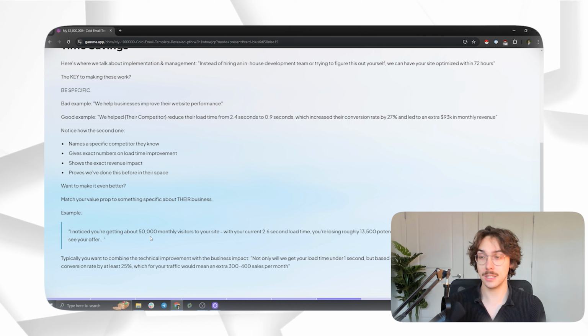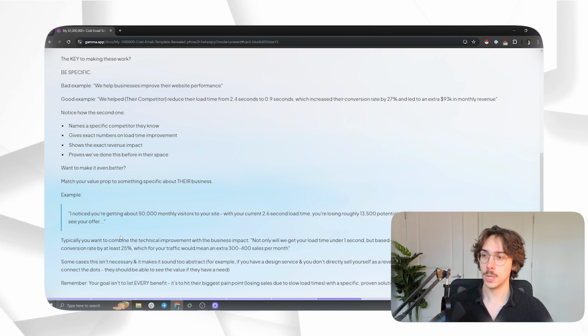So if you want to send these emails at scale, you have to use AI or you have to have someone manually doing this. Otherwise, again, you have to do this yourself. So typically you want to combine the technical improvement, like the specific thing you're talking about, like reducing load time in this example, to the business impact.